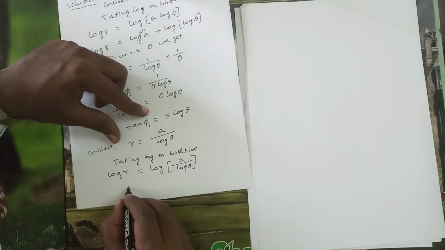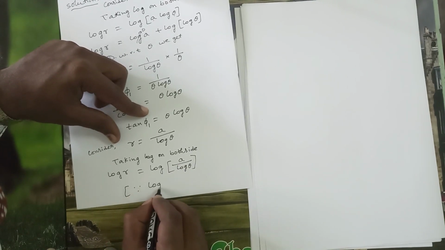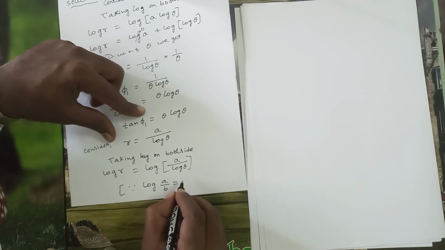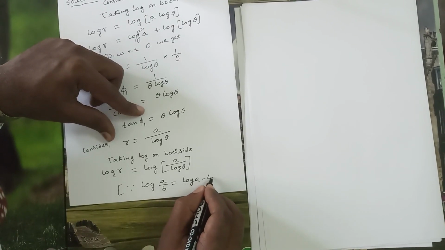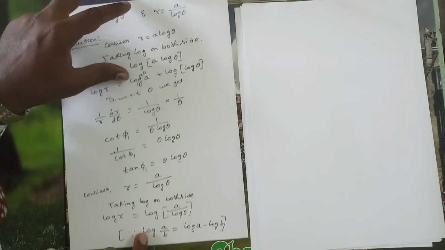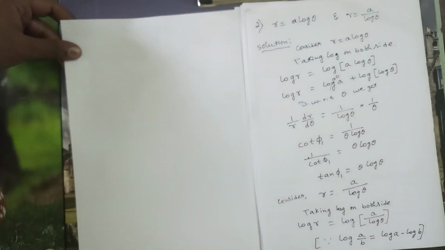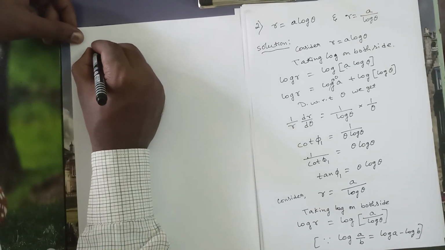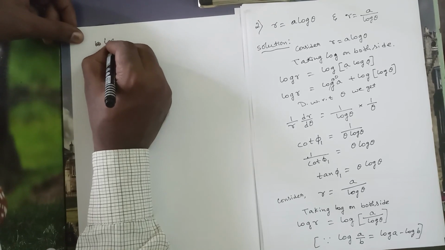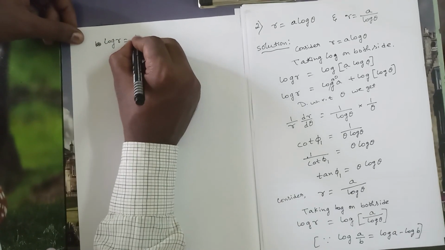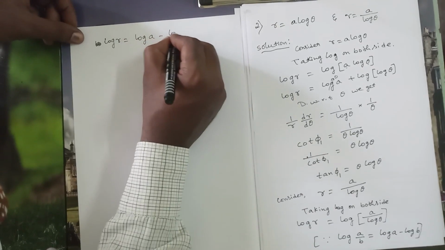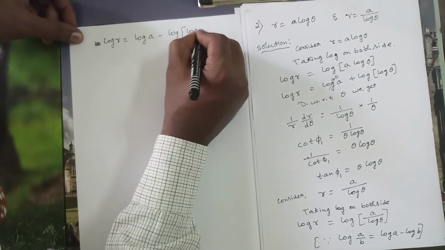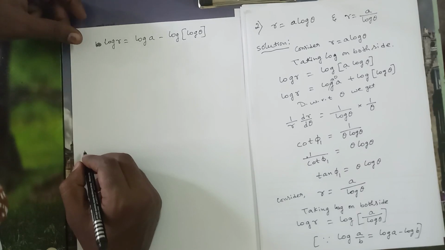So you have to use the formula: log a by b equals log a minus log b. Instead of b you have log theta, so we get log r equals log a minus log of log theta.